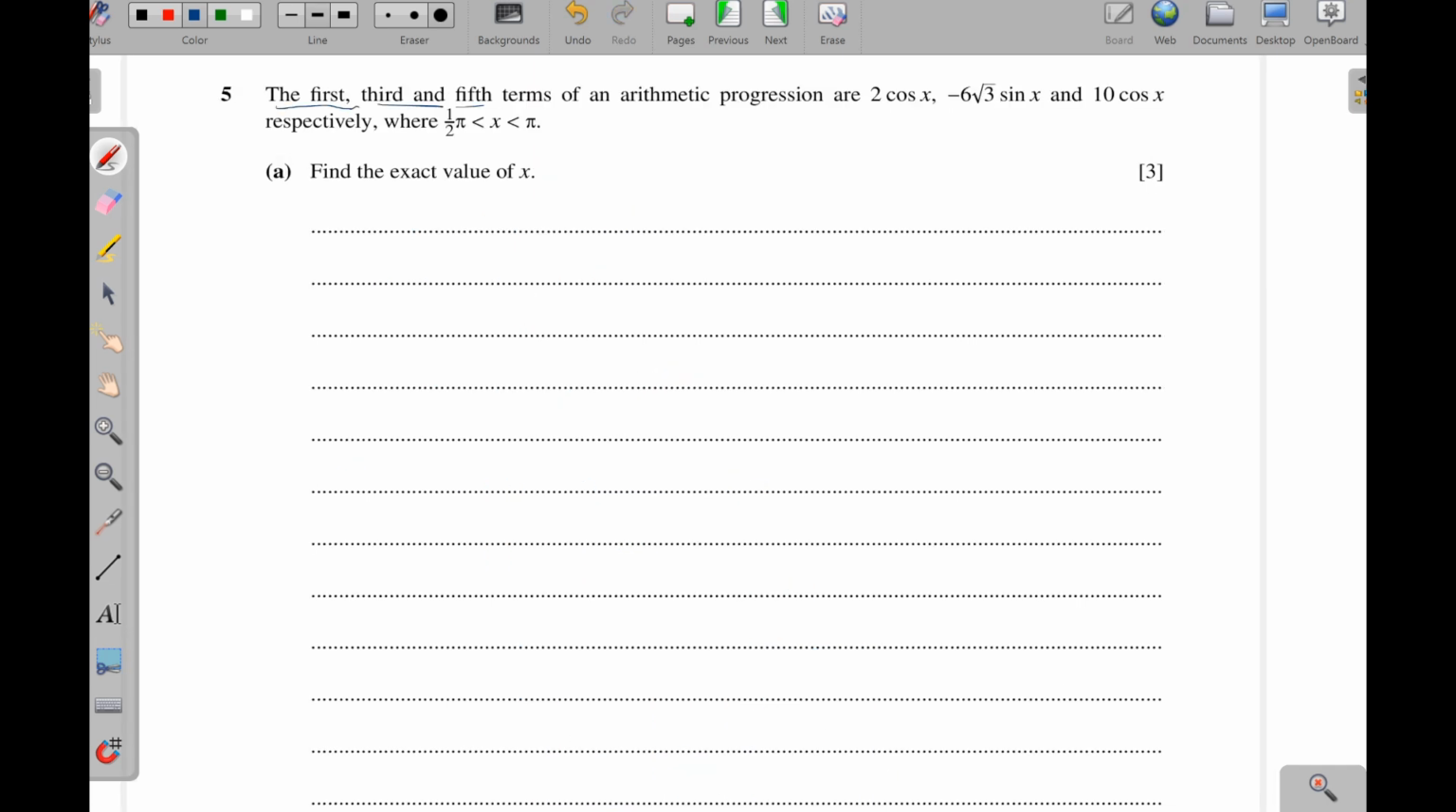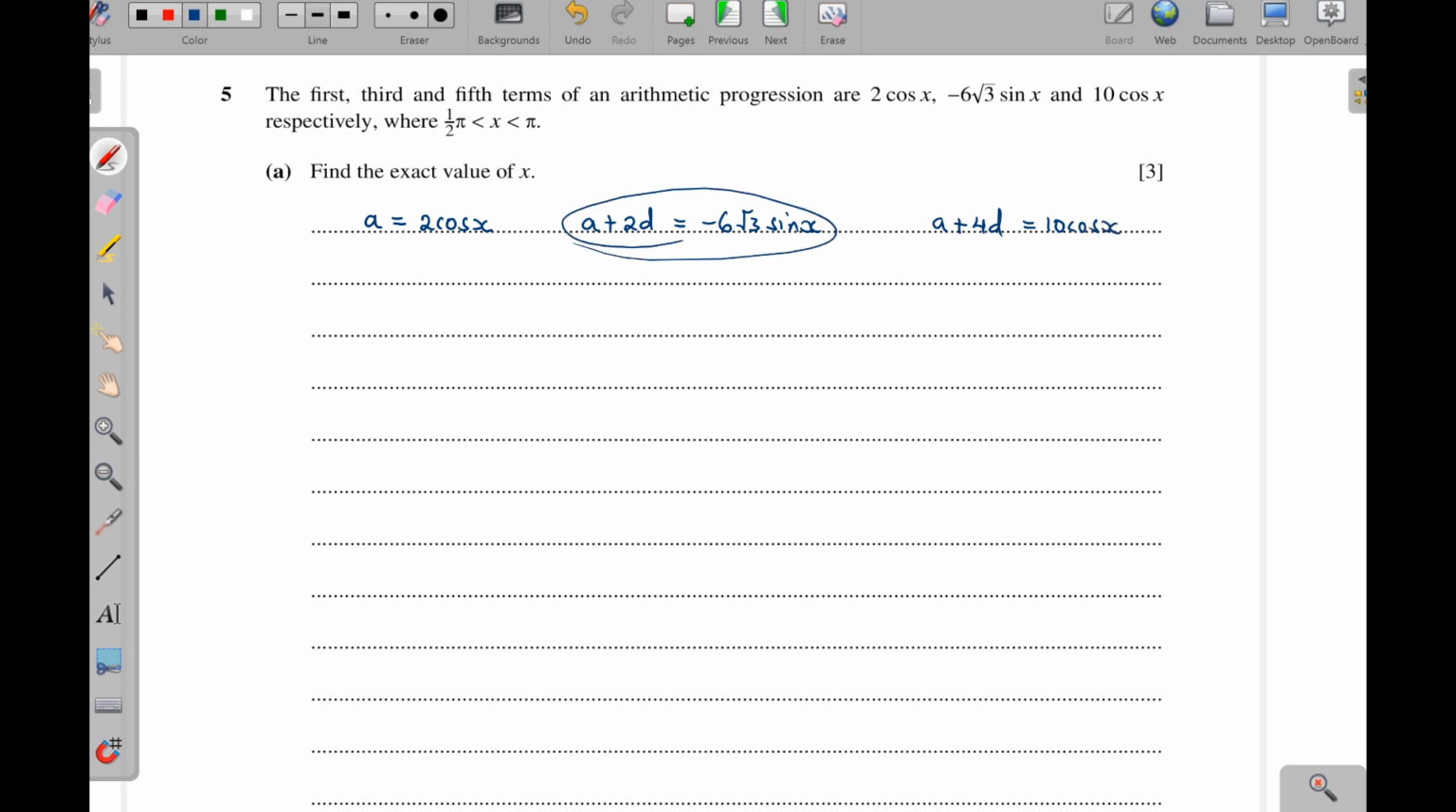Question 5. The first, third, and fifth terms of an AP are these ones here, respectively, where x ranges from pi over 2 to pi. And then part A, find the exact value of x. Now, the first term is 2 cosine of x. Okay, then the third term is a plus d, no, a plus 2d, which is equal to negative 6 root of 3 sine of x.